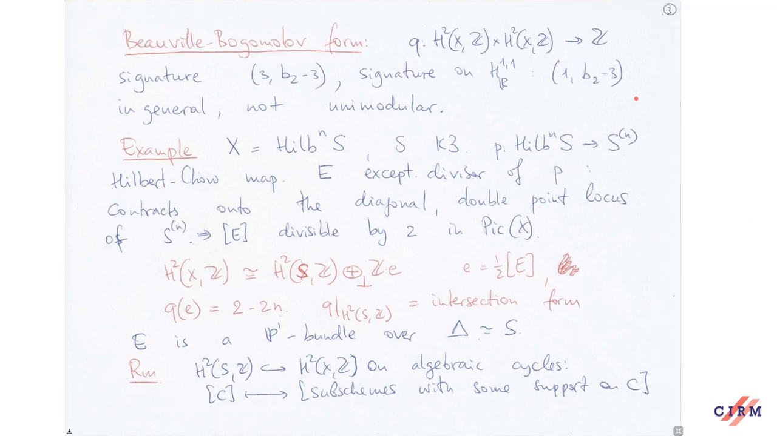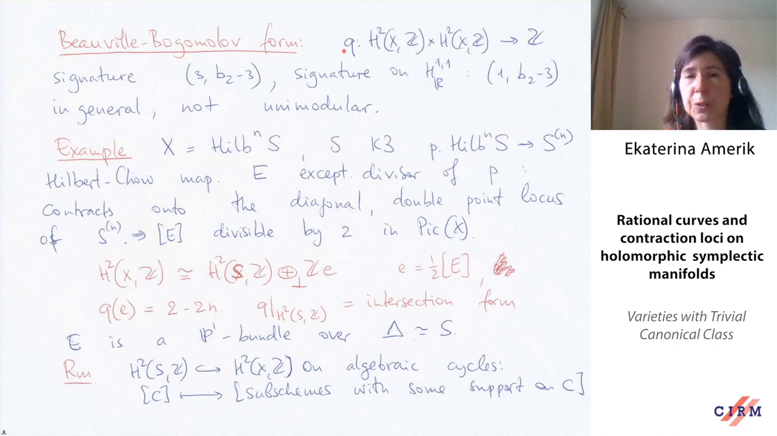The most specific feature which permits us to look at them as higher dimensional relatives of K3 surfaces is what one calls the Beauville-Bogomolov form. This is a quadratic form on H^2(X, Z), which is integer valued, and it is of signature (3, b2 minus 3). And on H^{1,1}, the signature is (1, b2 minus 3). So it is exactly the same as it should have been for an intersection form on a surface. The only difference is that in general, it is not unimodular.